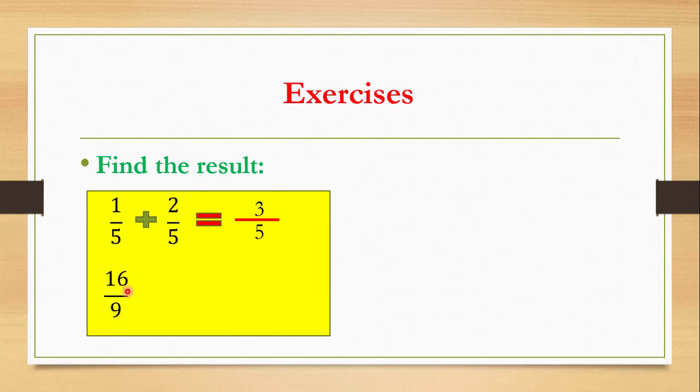Another one, 16 over 9 minus 7 over 9. By the same way. Yes, take your time. Try to solve it yourself. Okay, the same bottom number, which is 9. 16 minus 7 equals 9. Yes. Okay. Have you finished? No. 9 over 9 equals 1. Yes, excellent. Okay. This lesson is very easy.